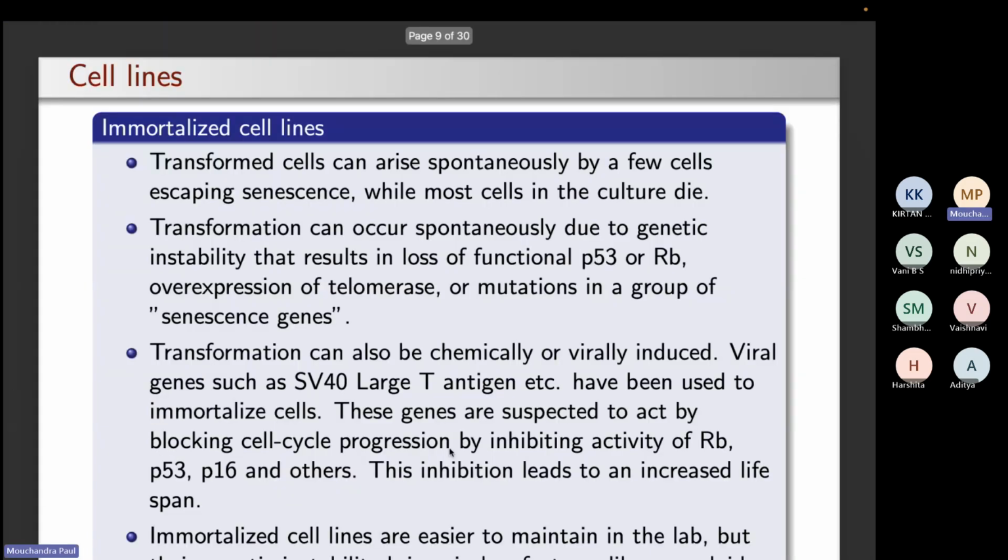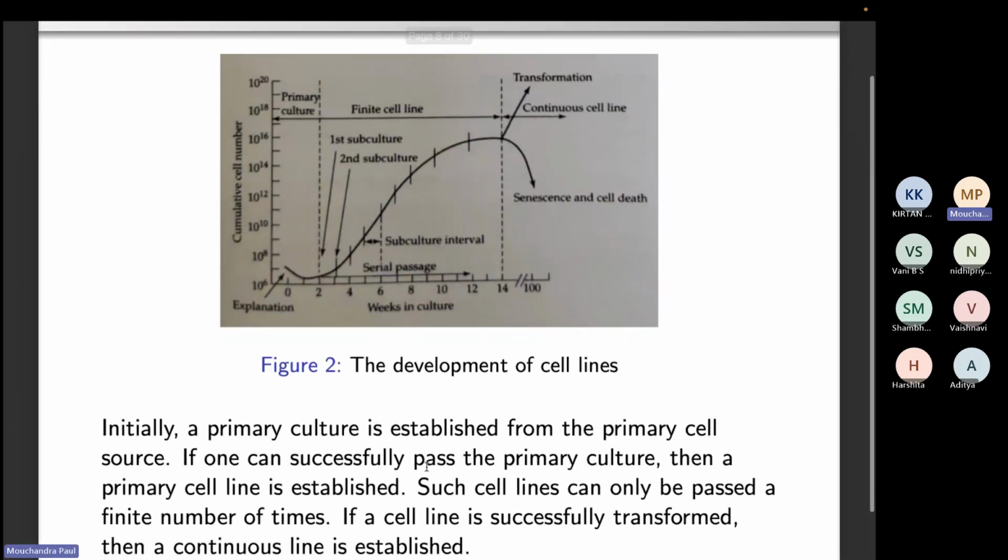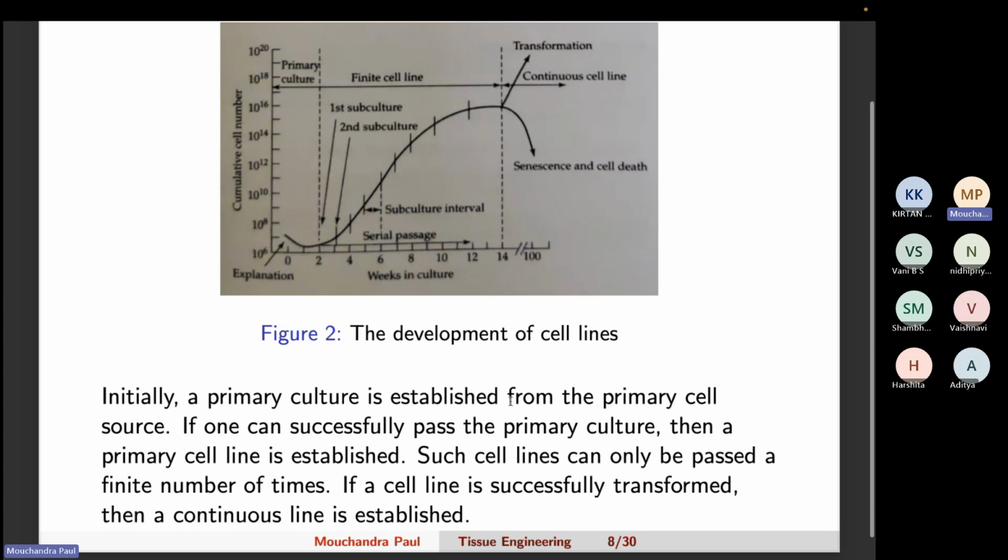So let's read what is written here. Initially a primary culture is established from a primary cell source. If one can successfully pass the primary culture, then a primary cell line is established, and such cell lines can only be passed for a limited number of times. And if the cell line is transformed successfully, like they have gone to this upward arrow route, then a continuous cell line is established, that is an immortalized cell line.